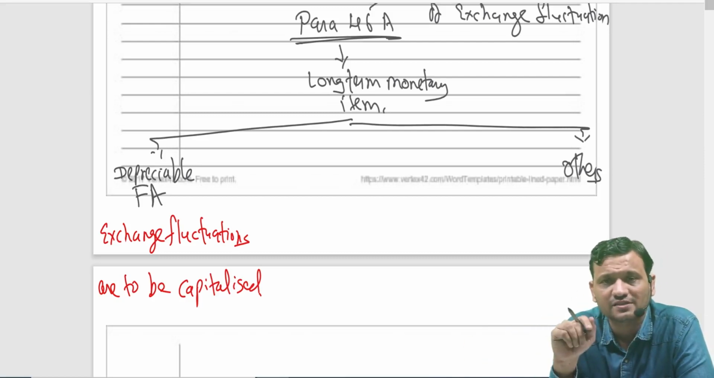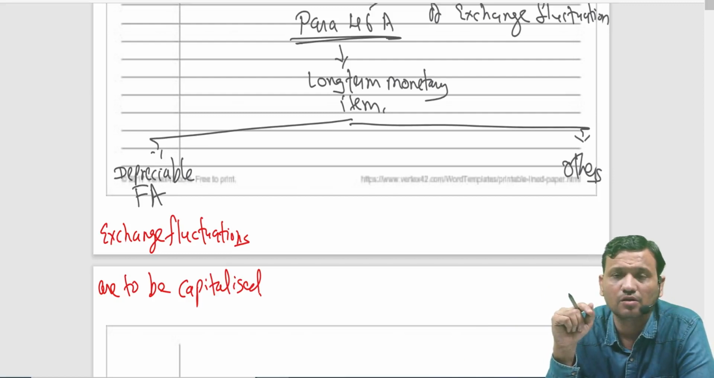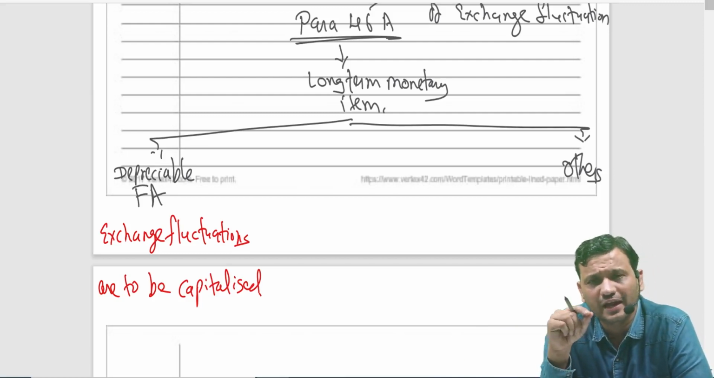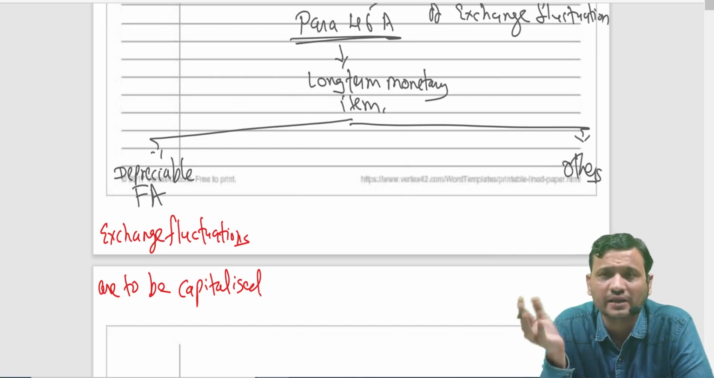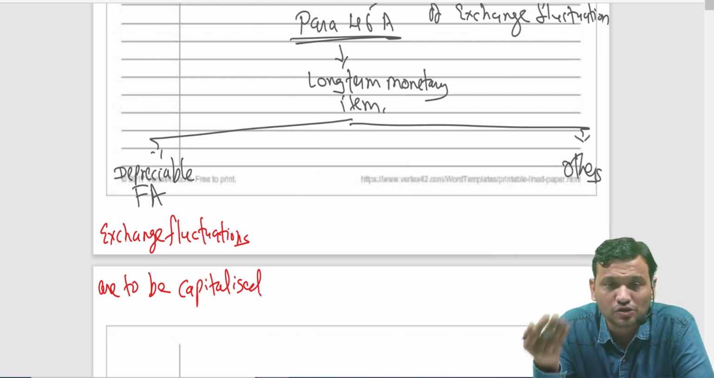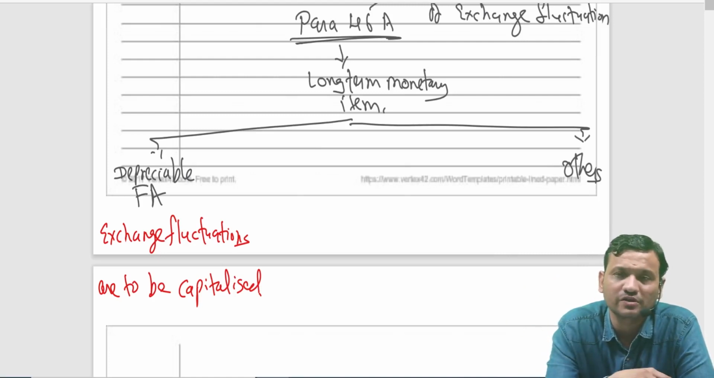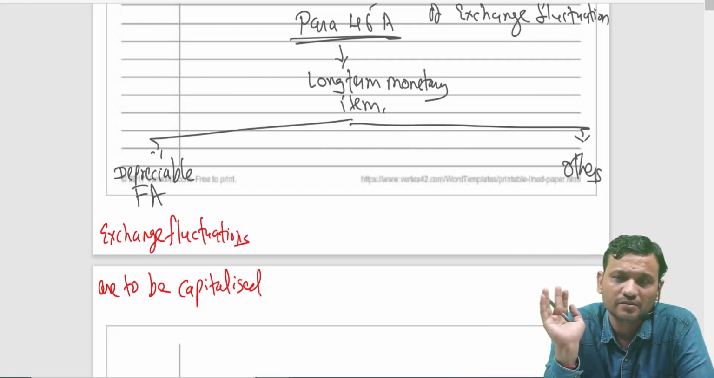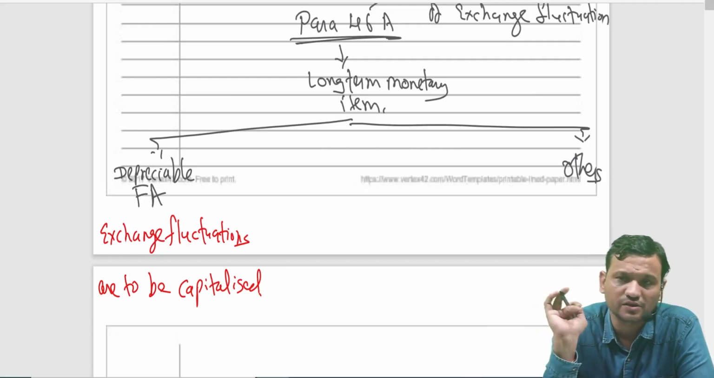But under para 46A, if this option has been taken by the entity, then whatever gain or loss happens on that particular monetary item will be added to the cost of the asset or deducted from the cost of the asset. It depends: if it is a loss, it will be added. If it is a gain, it will be deducted from the cost of the asset.